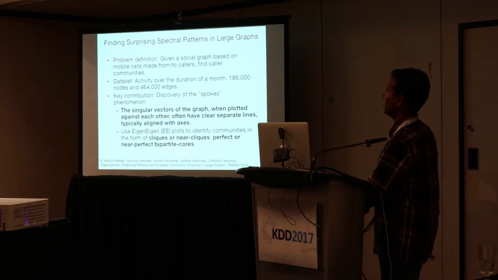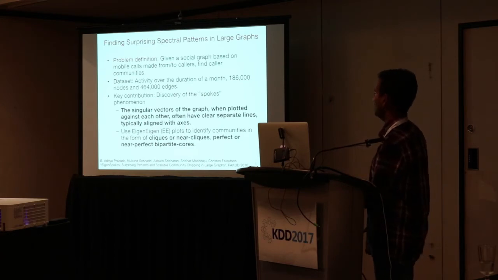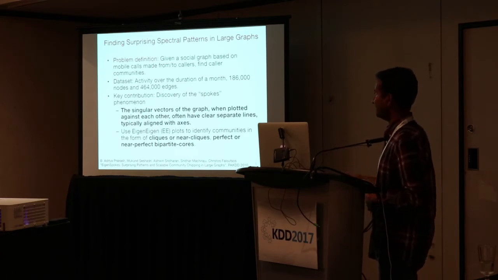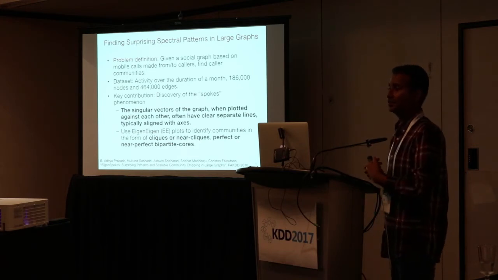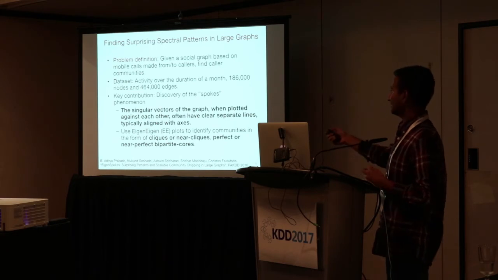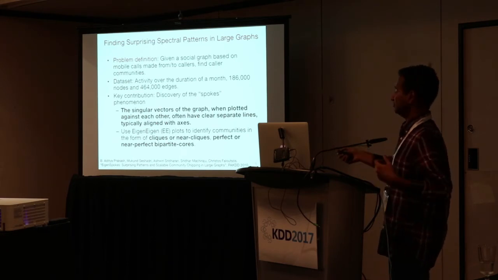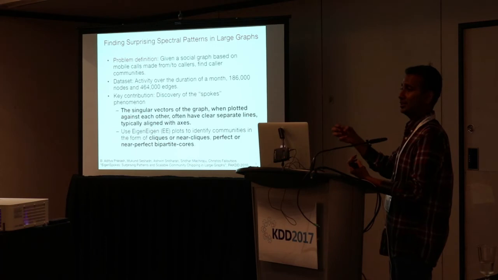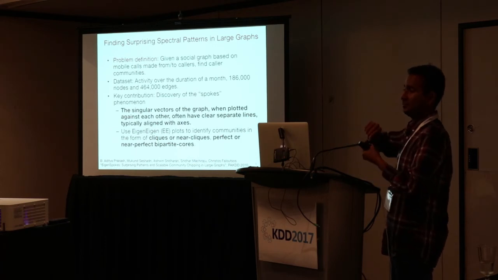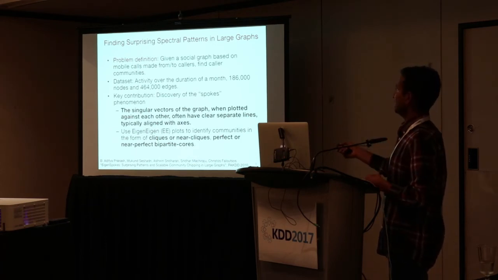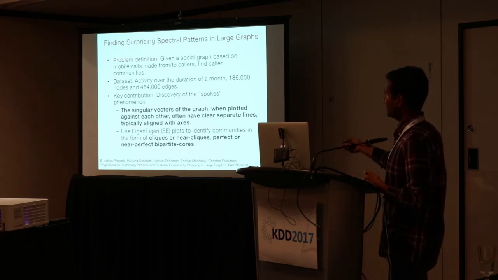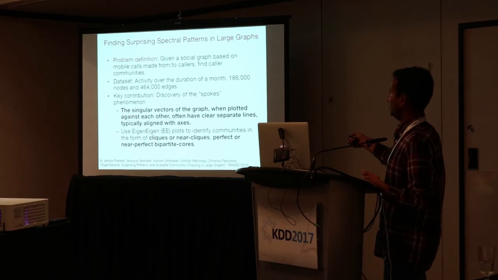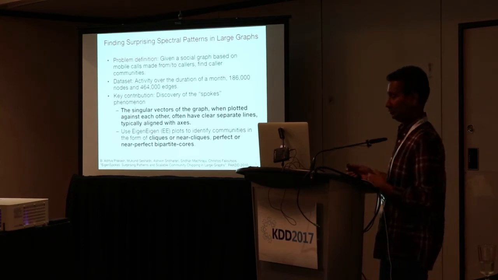So the first paper we'll briefly look at is from PAKDD 2010, and the task is: given a social graph that has the information of who calls whom, where the nodes are users and edges are a person calling another person, can you find caller communities? The task was based on a month of data, about 200,000 users and 450,000 calls that were made.